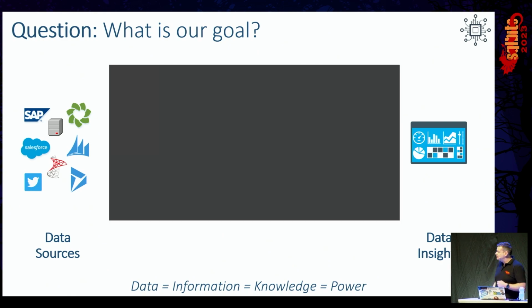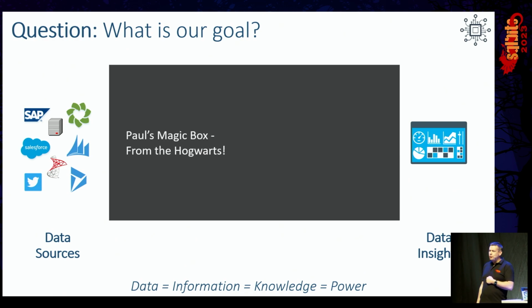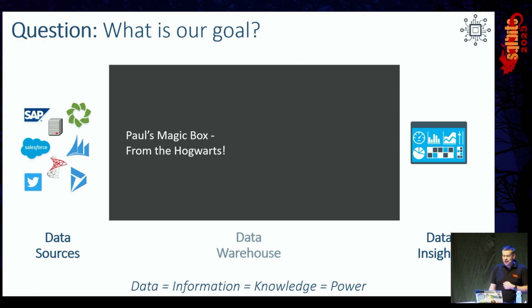How do we do that? We need something in the middle. My magic box from Hogwarts? Of course not. You get my silly sense of humour by the end of this. I'm going to call it a data warehouse. I think it's okay to call it a data warehouse. Do we like a data warehouse? Maybe.